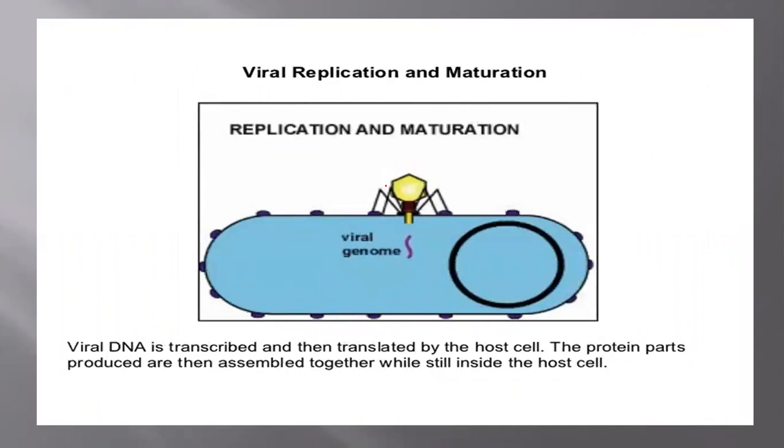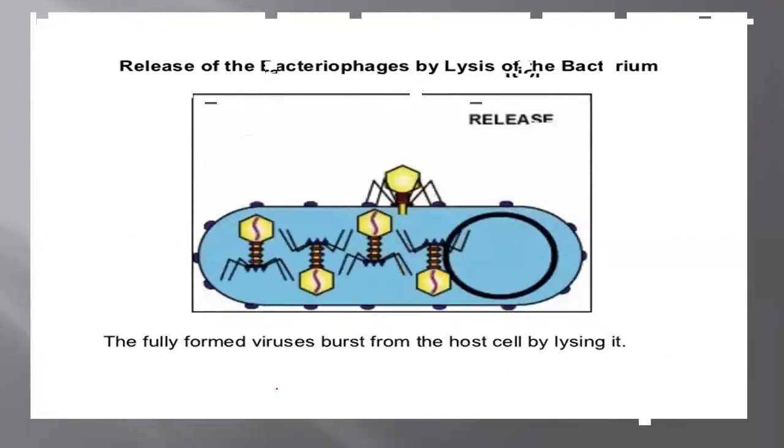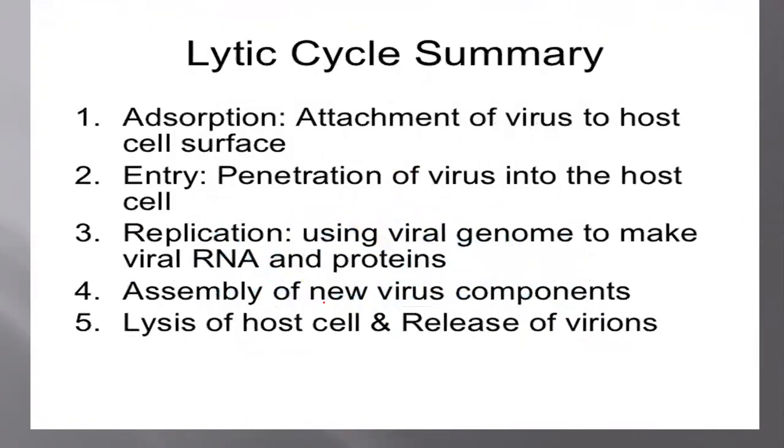Now replication and maturation of a virus. When this genome has entered, it is translated by the host cell, combining with the host cell. We have the viral genome here. The protein parts are produced and then assembled. The next step is assembly and lysis, done when lots of viruses get assembled and then are released out of the cell. So the bacterial cell undergoes lysis at that time.